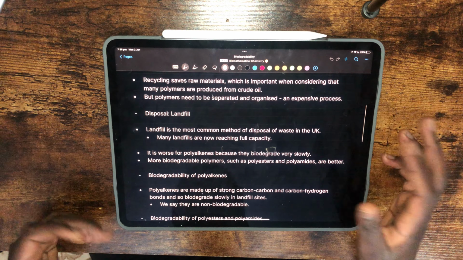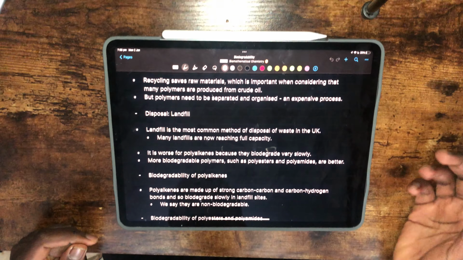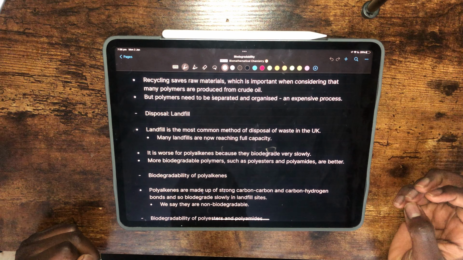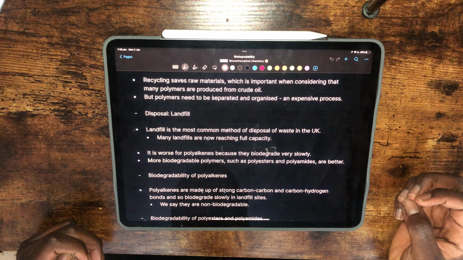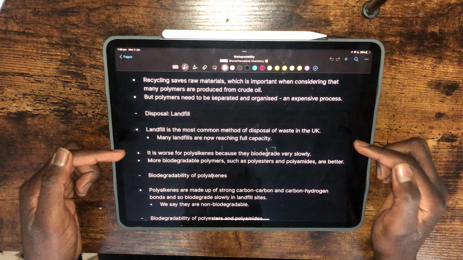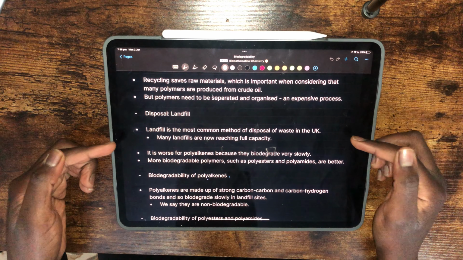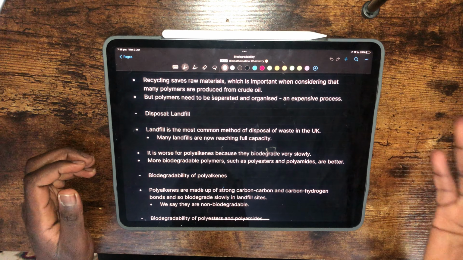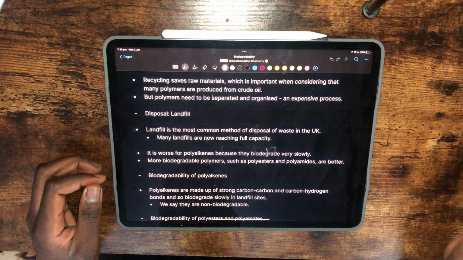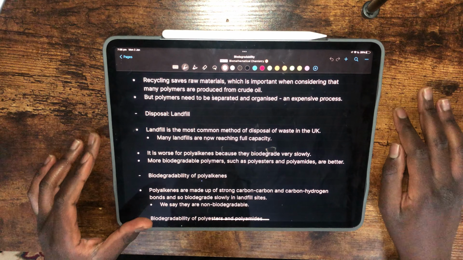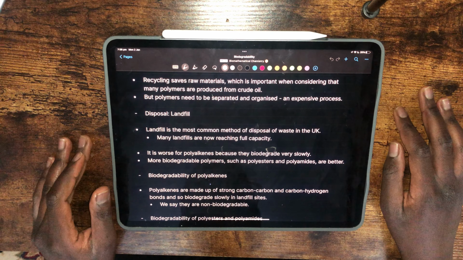Another type of disposal is landfill. Landfill is the most common method of disposal of waste in the UK. Many landfills are now reaching full capacity, so we're trying to avoid this, but unfortunately it is one way that we dispose of things: digging a hole in the middle of nowhere, filling it with waste and then covering it over again. It's not the best way to dispose of things.